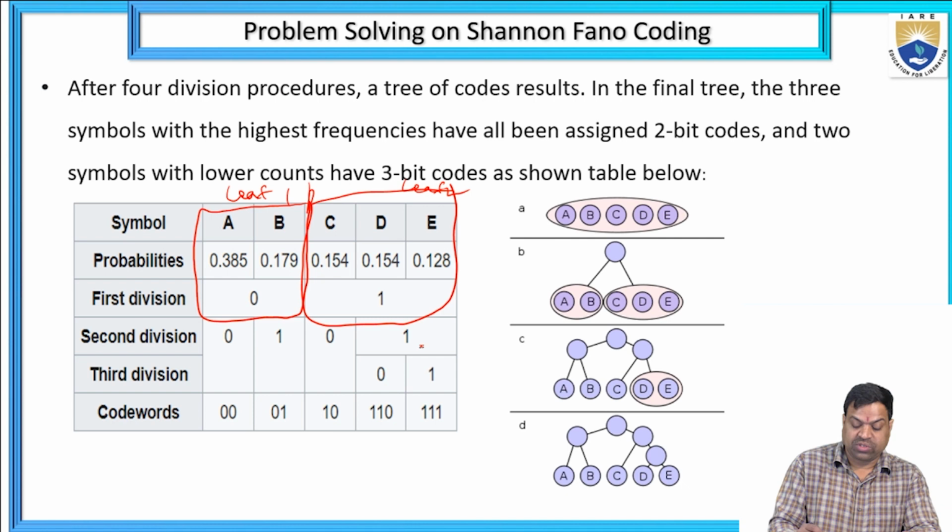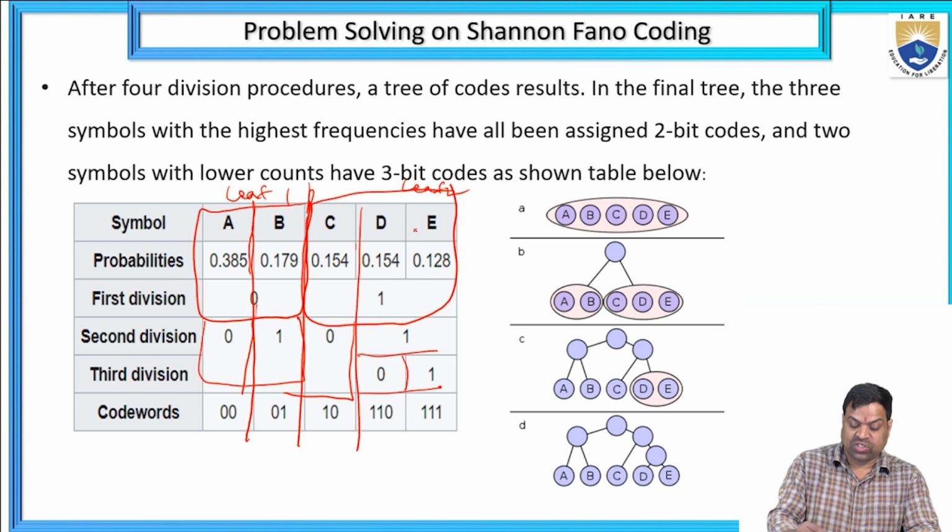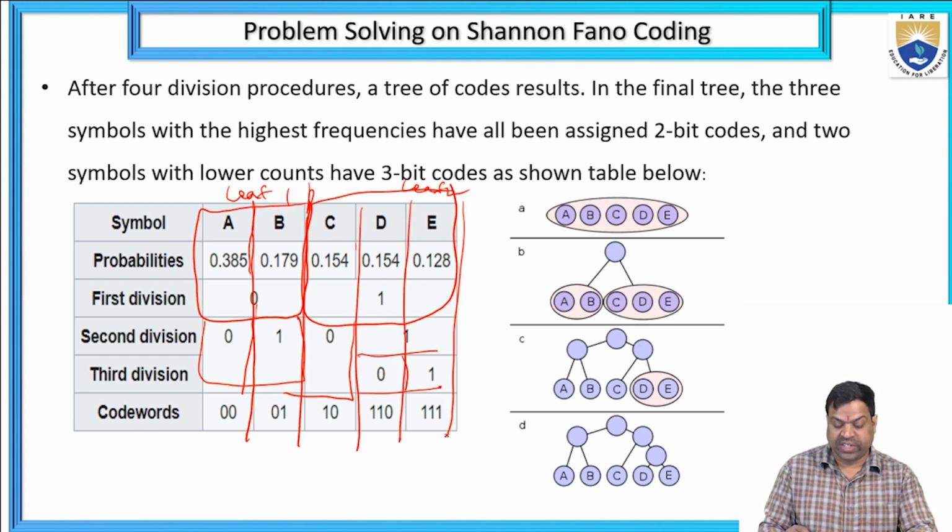So second division, we are dividing like this. This 0, again I am dividing into 2 divisions, that is A and B, 0, 1. Here I am dividing separately 0 and 0, 1. Okay. So the final code word for A is 00, for B 01, C 10, D 110 and E equal to 111. So it is dividing as a 2-bit and a 3-bit code word.